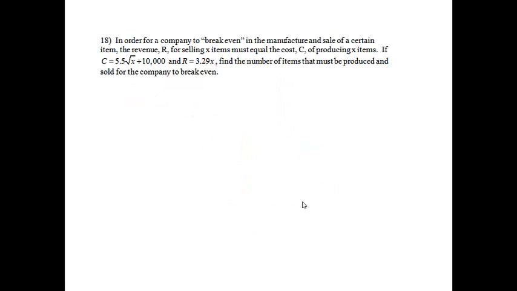Okay, number 18, in order for a company to break even in the manufacture and sale of a certain item, the revenue R for selling X items must equal the cost C of producing X items. If the two formulas are given for cost and revenue, find the number of items that must be produced and sold for the company to break even. So first of all, we want to find the number of items. We are looking for an X value because it did tell us that it's X items.